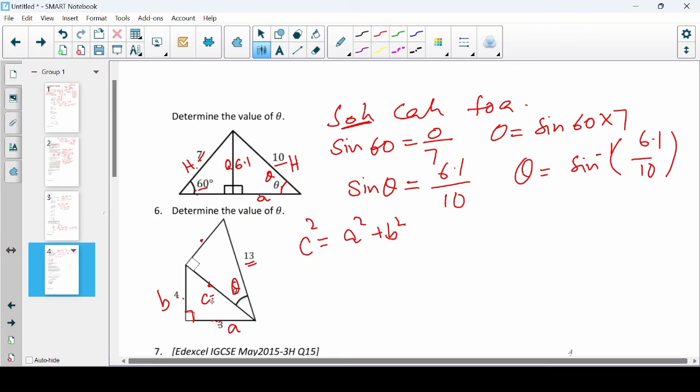So if we find the length of C, and this is the hypotenuse, then this is adjacent. So by using A and H, this is the formula we use. So with the help of this, we can find the cos as well.